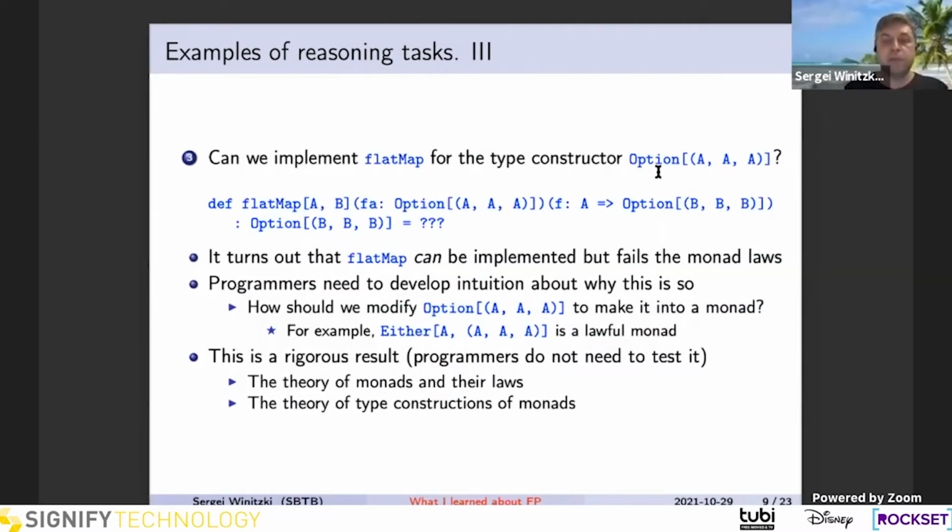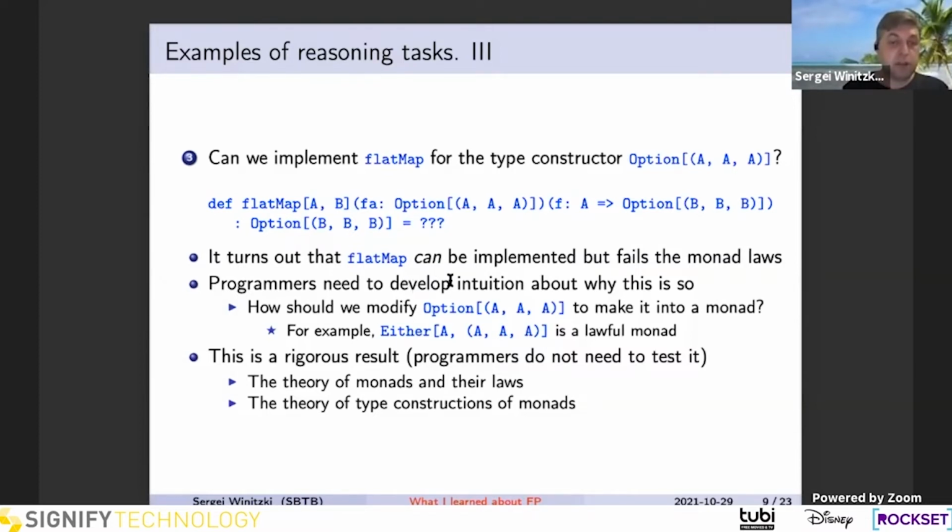Third example, suppose you have this data structure. Can you implement flat map for it? It will be this type signature, just a standard type signature of flat map. Turns out that you can implement this type signature, but it will always fail the monad laws. Whatever you implement, and you also implement pure for this data type, it will always fail the monad laws.